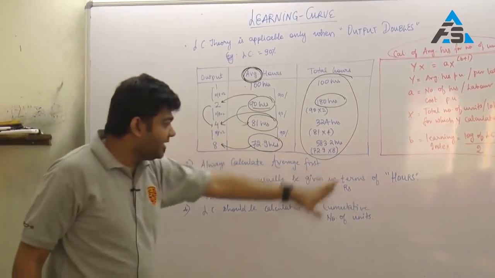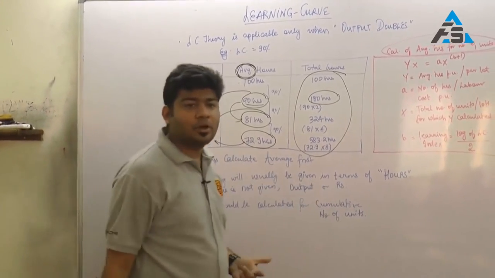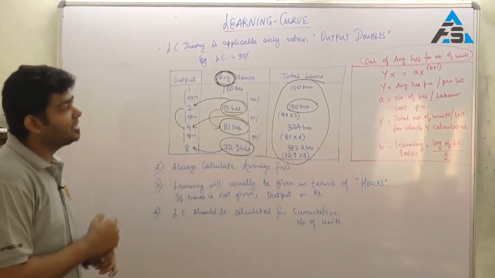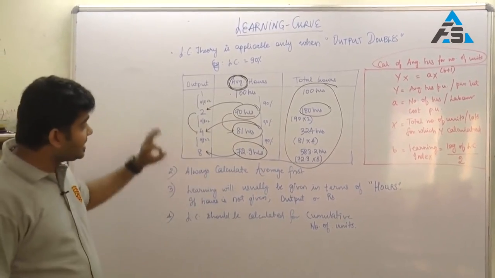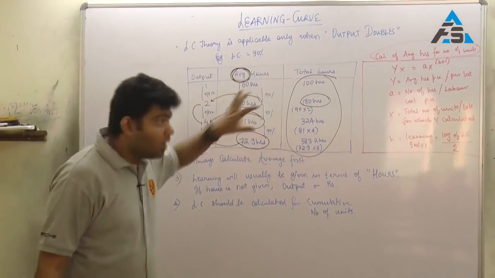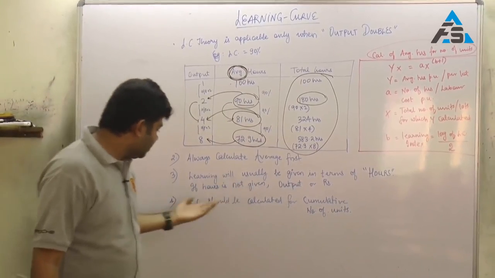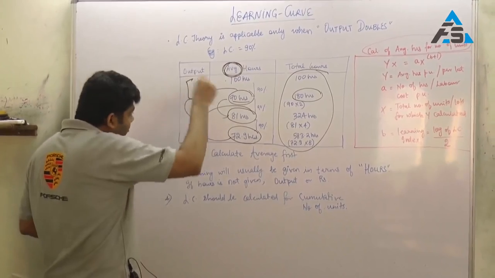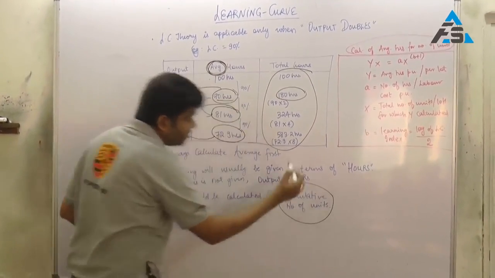Learning will usually be given in terms of hours. If hours are not given, then output or rupees, depending on the question the examiner is asking. Usually this chapter comes in your examination from a theory point of view, but simple questions can also be asked based on this calculation of output, average hours and total hours. It forms an important part and can be asked for 4 marks. The learning curve should be calculated for cumulative number of units: 1, 2, cumulative 4, cumulative 8. So always remember cumulative number of units.